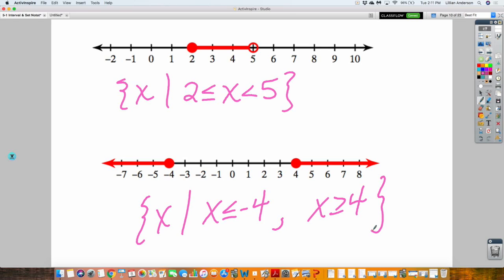So if you have multiple ones, in interval notation you will use the union. But in set notation, you just write them and separate them with commas. Okay? Unions are only for interval notation, just like infinities are only for interval notation. Okay? Questions?